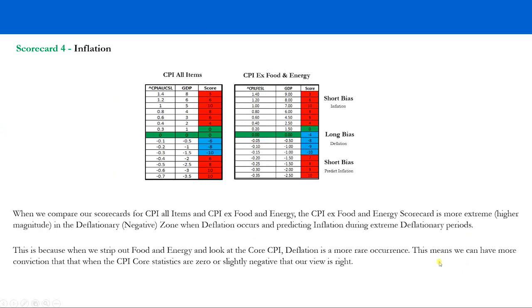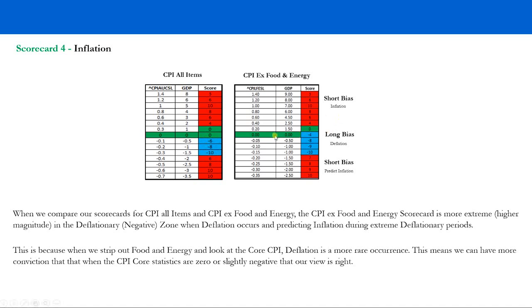Now, what we can do is start comparing the CPI ex food and energy numbers with the CPI all items, so including food and energy numbers. And what we find on our scorecards, when we compare them, is that the ex food and energy scorecard is more extreme, or higher in magnitude, in the deflationary or negative zone. So when deflation occurs, the numbers here are higher in magnitude than the numbers here when we look at the scorecard for CPI all items, including food and energy.